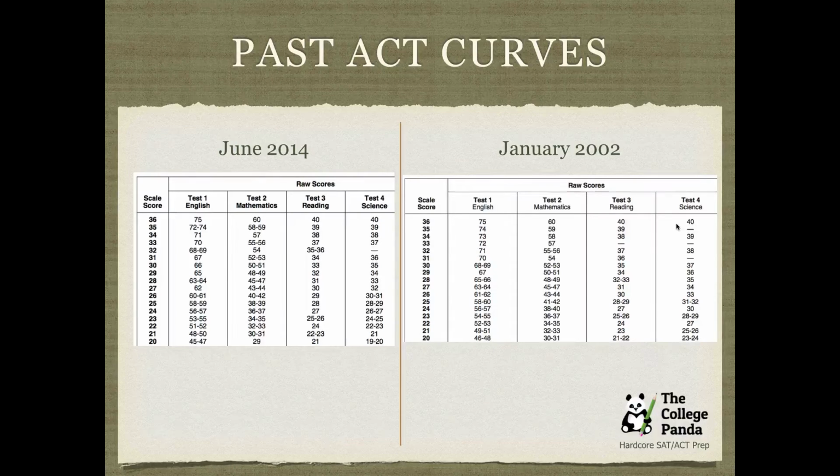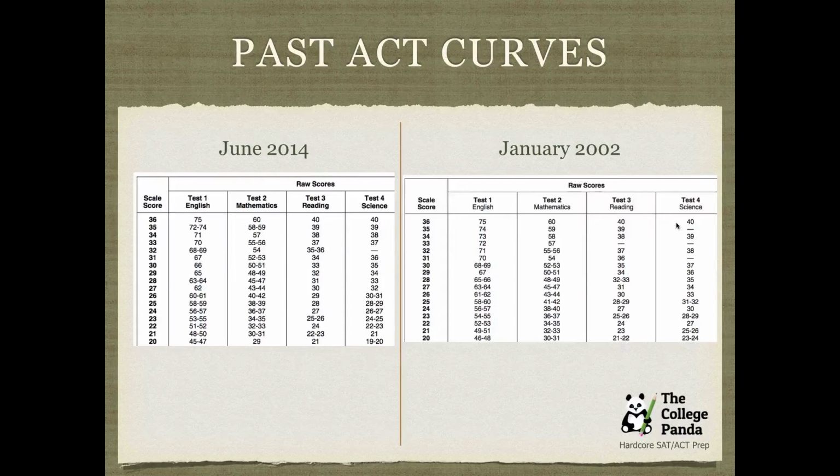It's really harsh. In fact, the science curves are notorious for being really tough on the ACT. And I would say in general, the ACT curves are tougher than the SAT curves. Yep, so that is how you get your scaled scores.